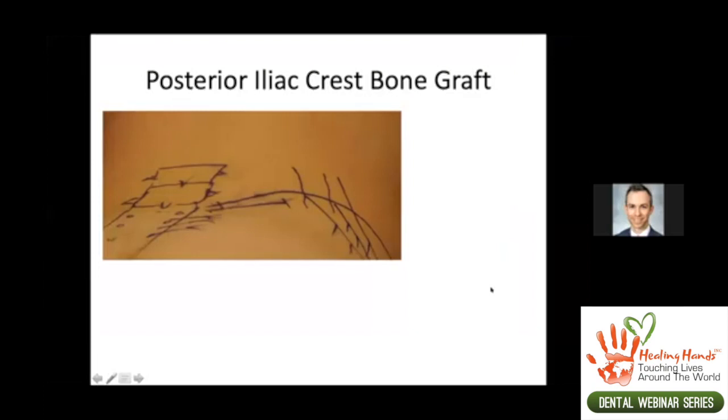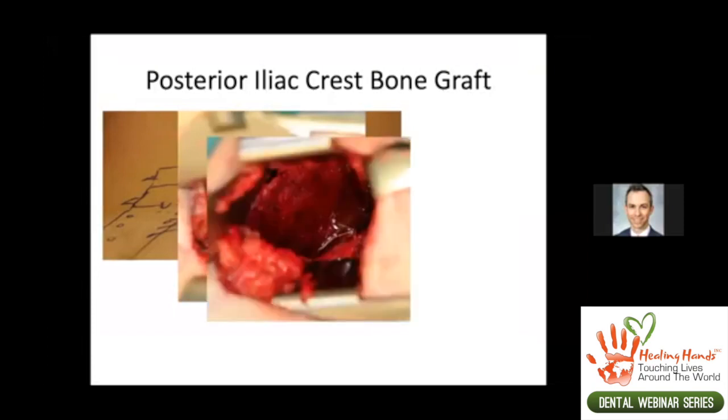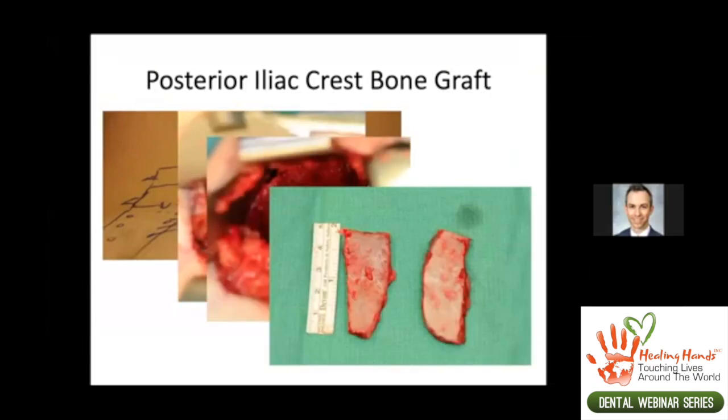And another area where I may take bone grafts for dental implants, actually infrequently I should say, is a posterior iliac crest bone graft. This requires a supine position. It's usually done in the operating room, and this is where we can get a lot of bone. This was for a patient who needed a large mandibular advancement, who had cherubism and a lot of abnormal bone, requiring interpositional bone grafting.